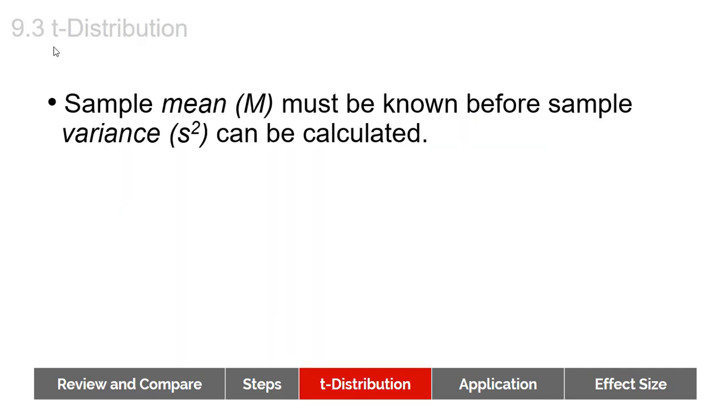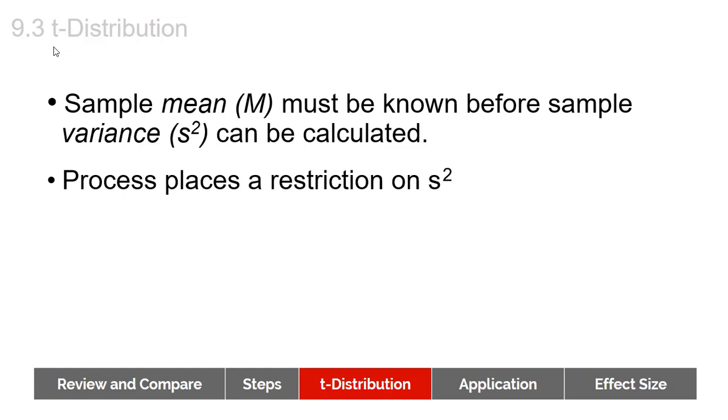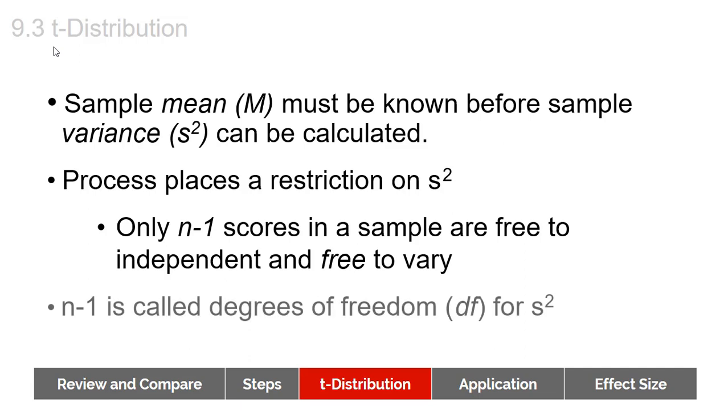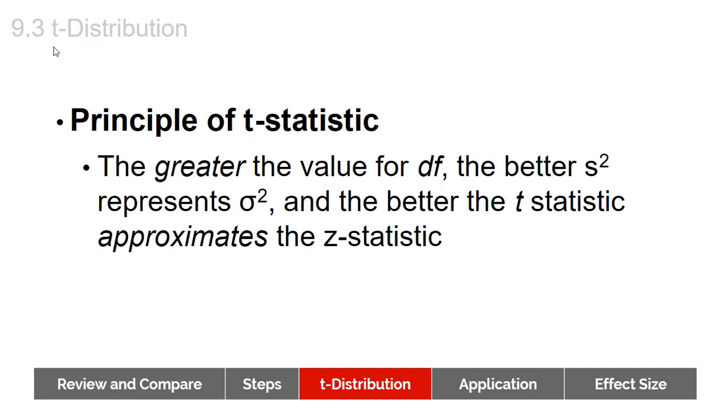So we've talked before about how before we calculate our sample variance, we need to know our sample mean. And this process places a restriction on our variance such that only n-1 scores in a sample are free to be independent and free to vary, and that last score is determined. And n-1 is called degrees of freedom for variance. So when we talk about sample variance, we're going to use n-1 in the denominator, and we're going to call that degrees of freedom.